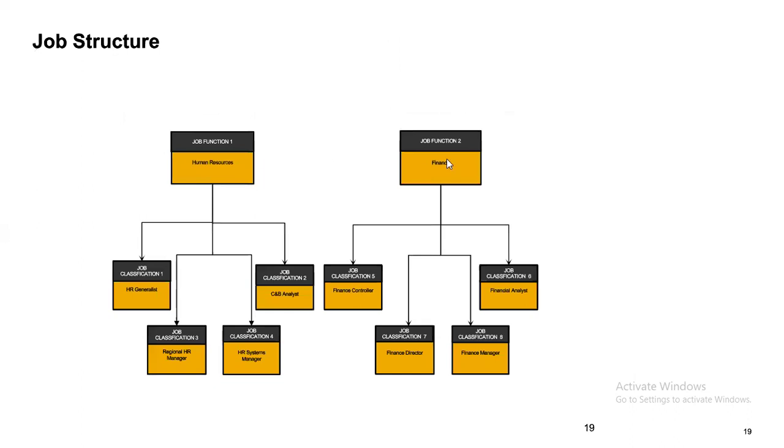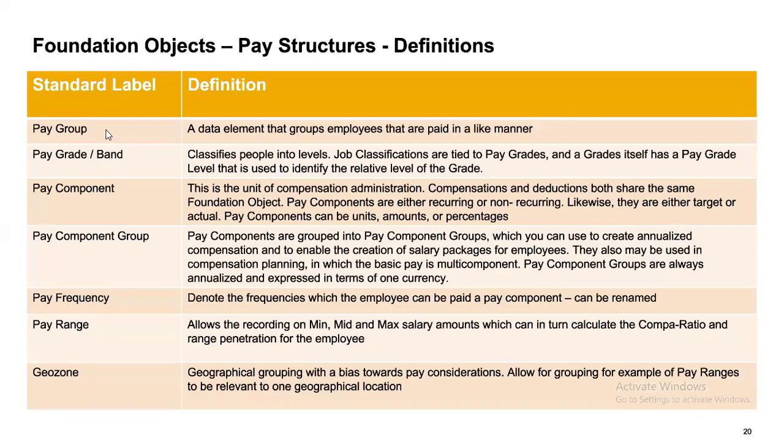Now this is the job structure which I have already told you. Under human resource, we have the job classification. Under finance, we have a different job classification. Now we have the pay structure. What is the pay group? It is the manner in which we pay the employees. Then we have pay grades. For example, we have different pay grades as per the different job classifications.